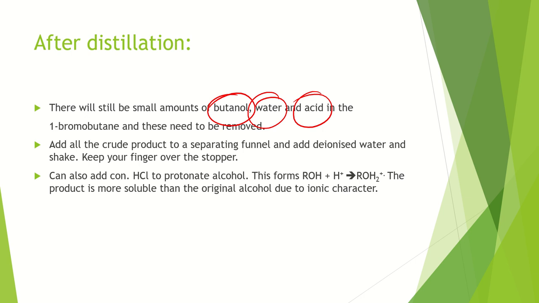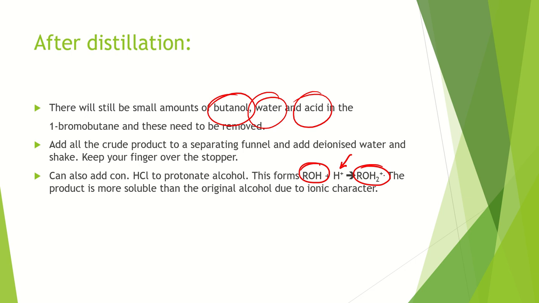The reason why we do that is because concentrated hydrochloric acid will protonate the alcohol. So there's my alcohol group to begin with. There's my alcohol group now with the acid that has been protonated. And when I protonate it, I make it much more soluble in water than it was originally.